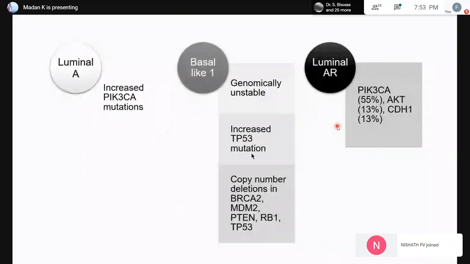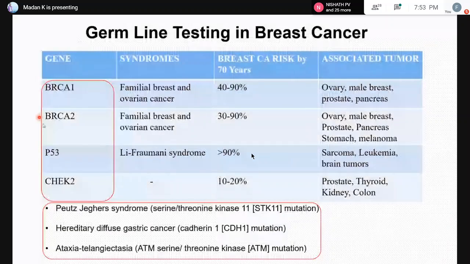So why it is important is, even though these mutations are seen in a small number of patients, by identifying these mutations, we are giving additional benefit to the patient of targeted therapy. Yes, these PIK3CA mutations can be targeted with a drug called alpelisib, and similarly, patients with BRCA1, BRCA2 mutations can be treated with PARP inhibitors such as olaparib. Also, NGS, as I mentioned, can be used to detect familial syndromes such as BRCA1, BRCA2 mutations, and these are the widely known mutations already, and there are less known syndromes such as Peutz-Jeghers syndrome, hereditary diffuse gastric cancer syndrome, and ATM or ataxia telangiectasia syndrome.